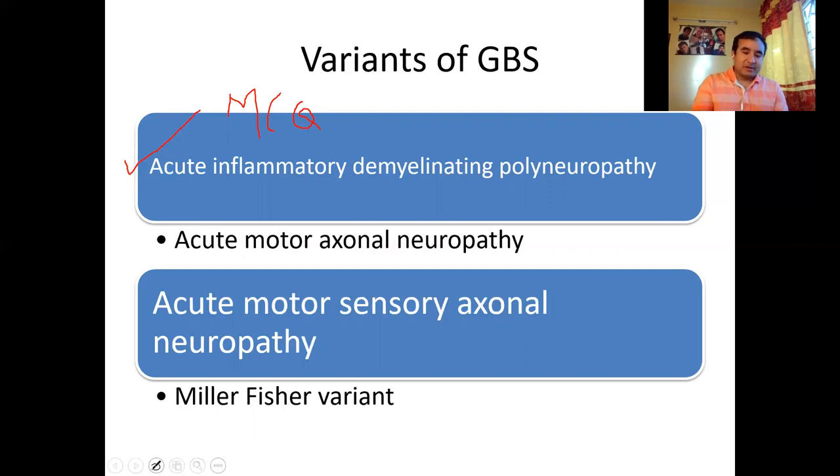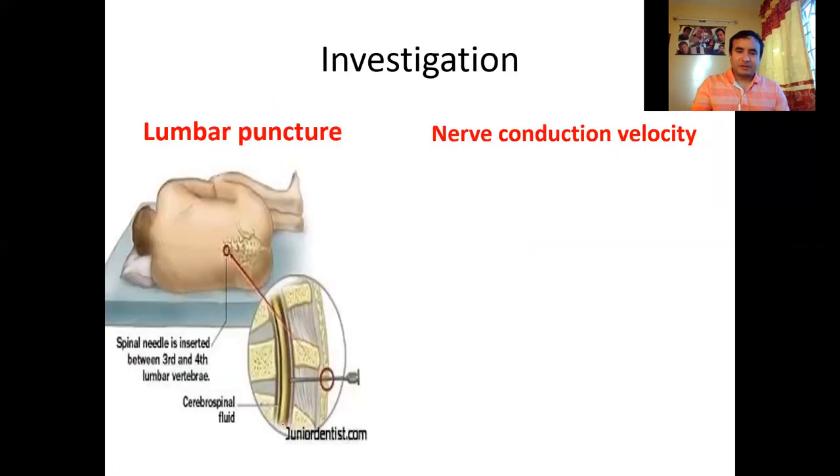Okay, and the other one is the Miller-Fisher variant. What is the triad of the Miller-Fisher variant? Areflexia, ataxia, and ophthalmoplegia. Okay. These are the variants. There are other variants of GBS as well, but for the MBBS level, I don't think it's necessary for you people. That's why I didn't discuss them.